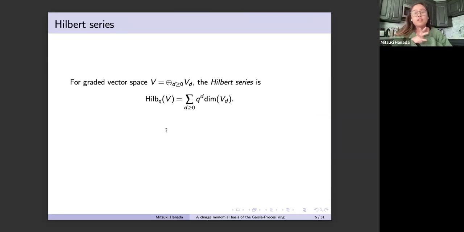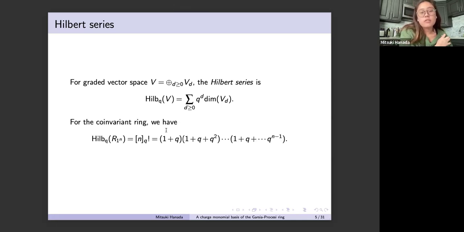Now that we have our definition, we want to talk about properties of this ring. Because it's a graded vector space, the grading given by the grading of our polynomial ring, we can talk about its Hilbert series, which is the graded version of dimension. In this case, the Hilbert series of our coinvariant ring is given by the q-analog of n factorial. So in this expression here, if you substitute q equals 1, we're going to recover our classical factorial.